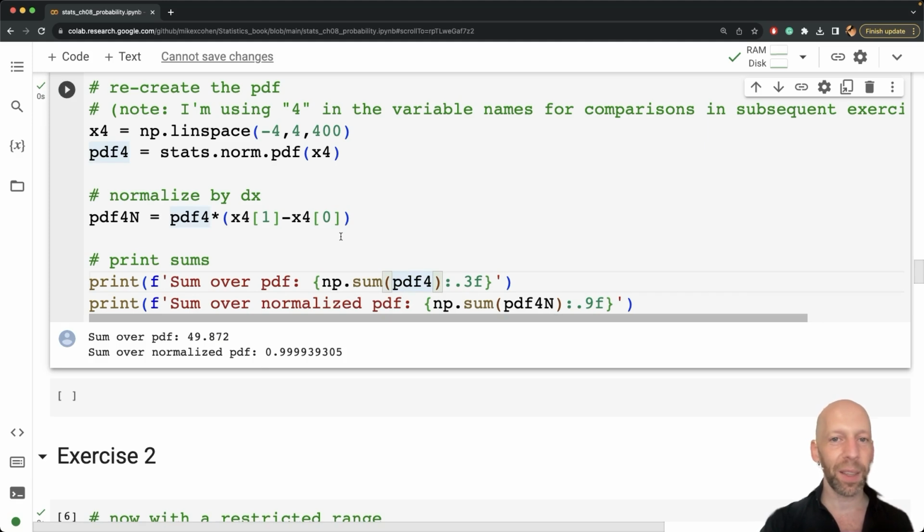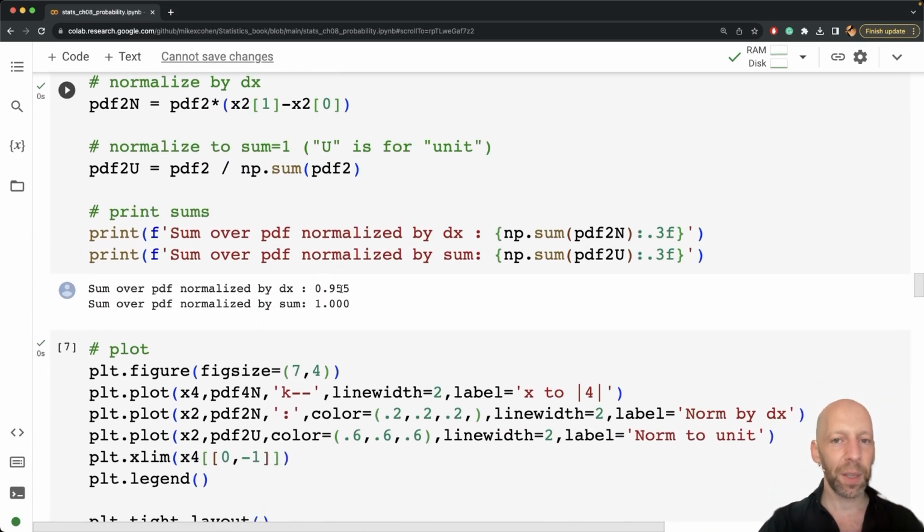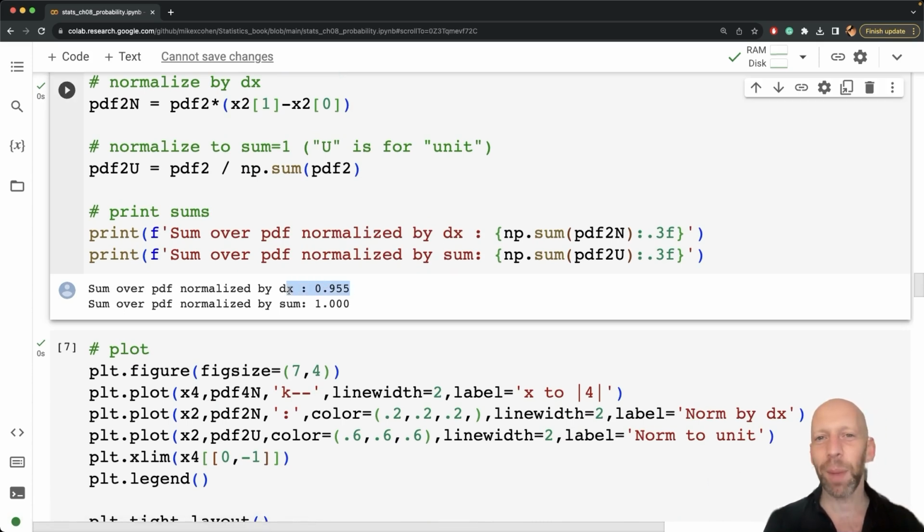So now we can see going from minus 4 to plus 4, we're still not really getting to a sum of 1. We're getting to a sum of 0.999939305. And it's going to keep going out there. So again, the difference between this number and 1 is basically all of the area that we are missing between minus infinity and minus 4, and between plus 4 and plus infinity. Okay, and that's why this normalization is mathematically still correct, but it just doesn't cover the whole range. It doesn't give us enough numerical distance to really get close to 1.